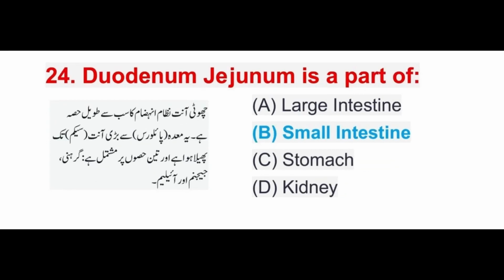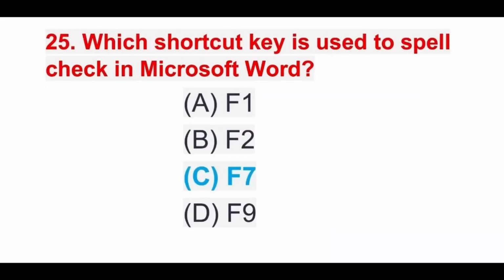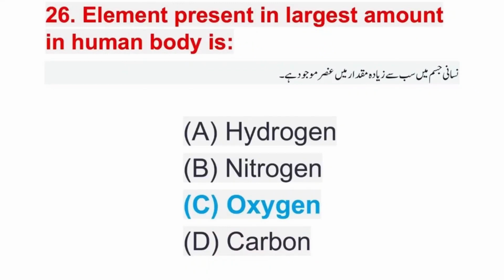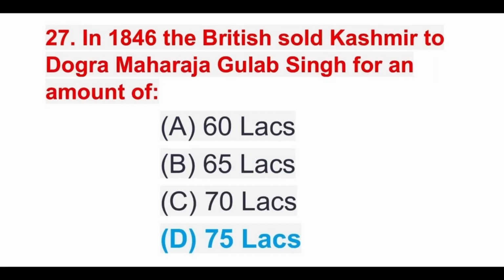Question number 24. Duodenum jejunum is a part of. That answer is small intestine. Question number 25. Which shortcut key is used to spell check in Microsoft Word? That answer is F7. Question number 26. Element present in largest amount in human body is. That answer is oxygen.